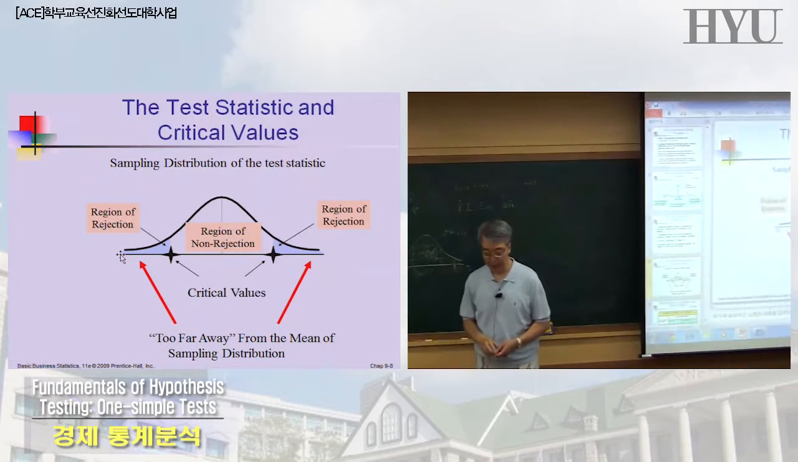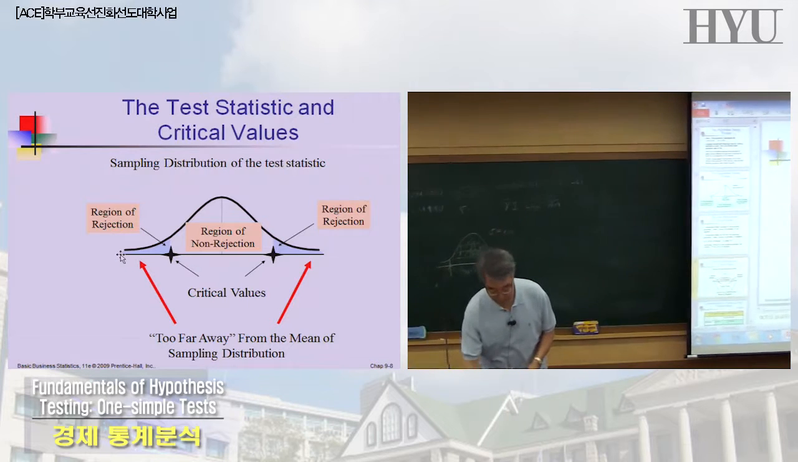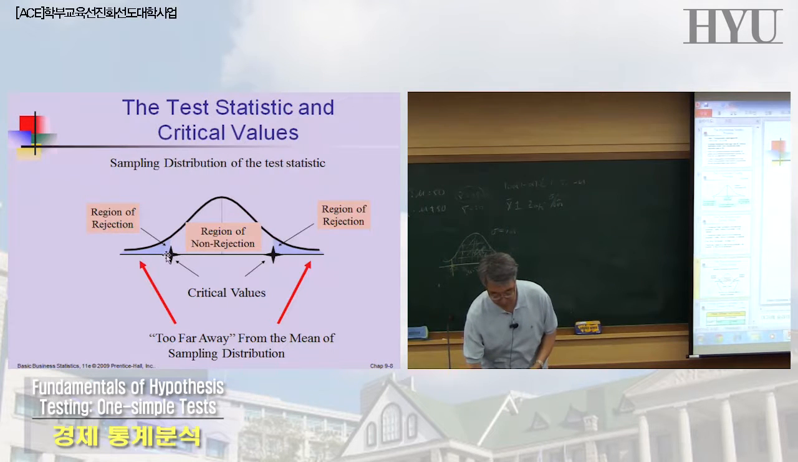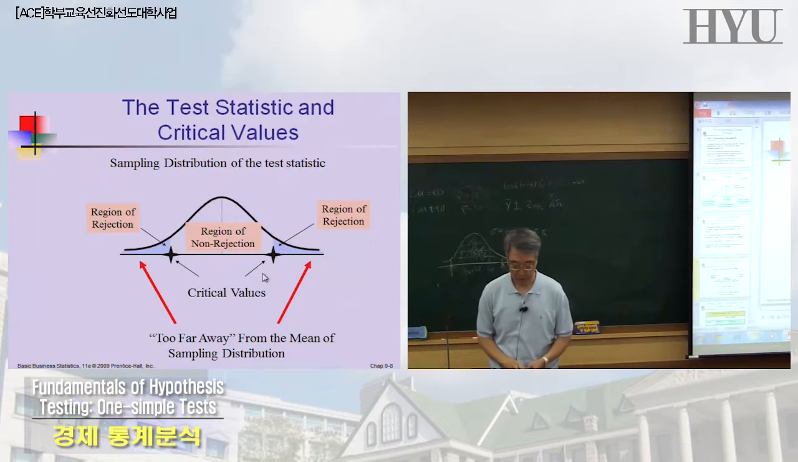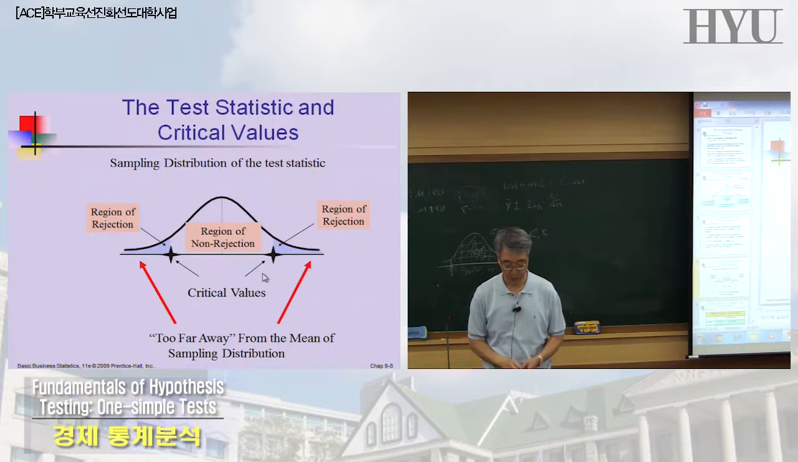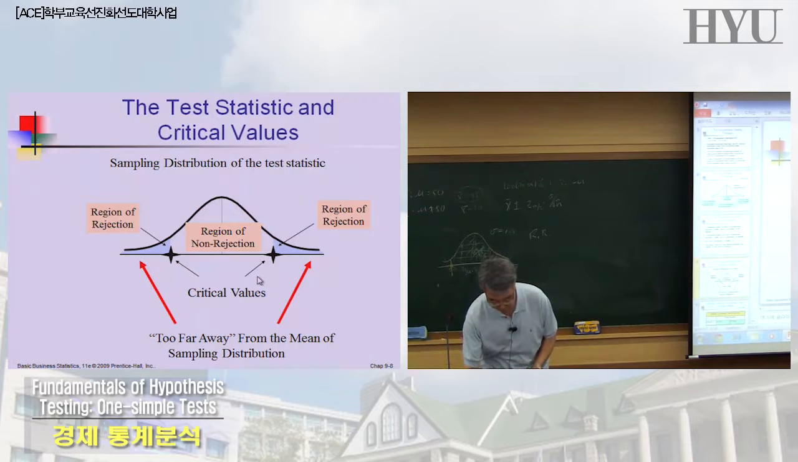Okay, so that's the idea of critical value, and the area outside the critical values, we have two areas, on the upper tail and lower tail, right? Those areas are called the rejection region or region of rejection. We simply usually use RR, rejection region. Okay? The area between the two critical values is called the region of non-rejection, or non-rejection region.